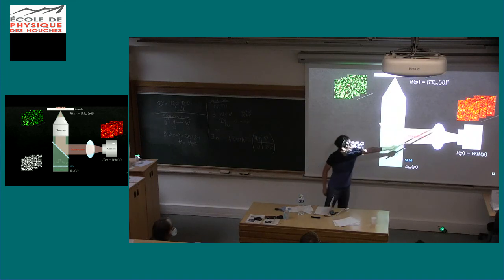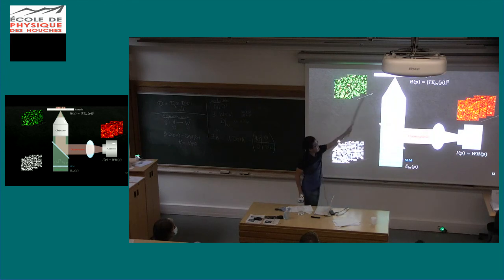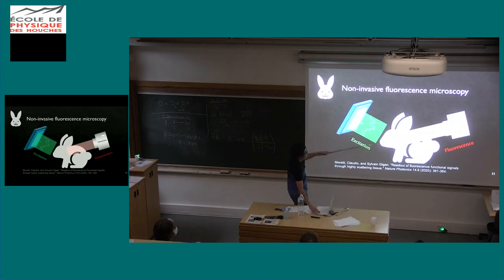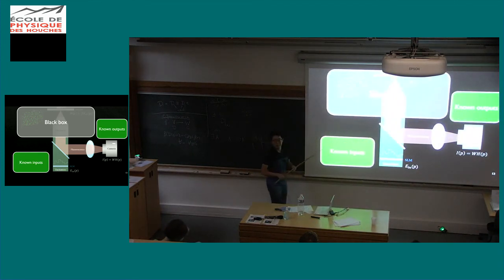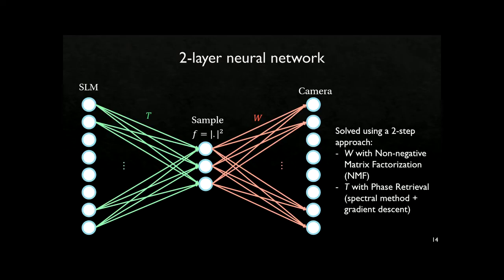We know what we measure on the camera, but we don't know anything of what's happening inside, if you remember the picture with the rabbit. So we have something a bit like this. Known inputs, known outputs, and a black box in the middle. You may recognize some questions that a lot of us are asking during these 2 weeks, and this is a neural network. So it's the same thing.